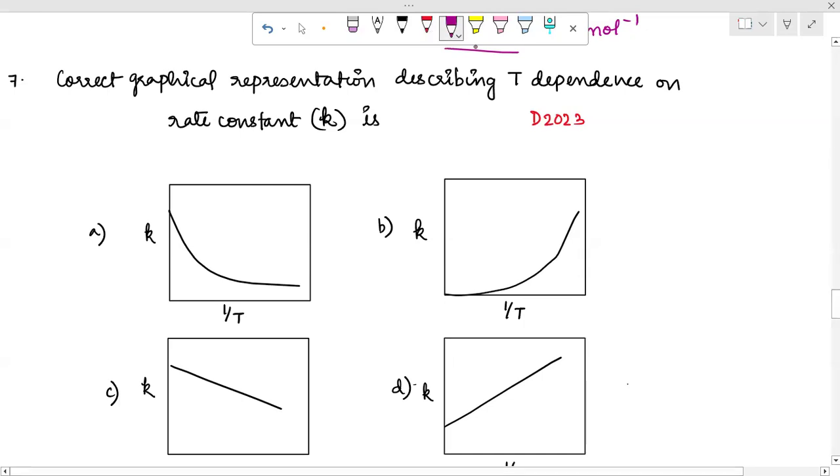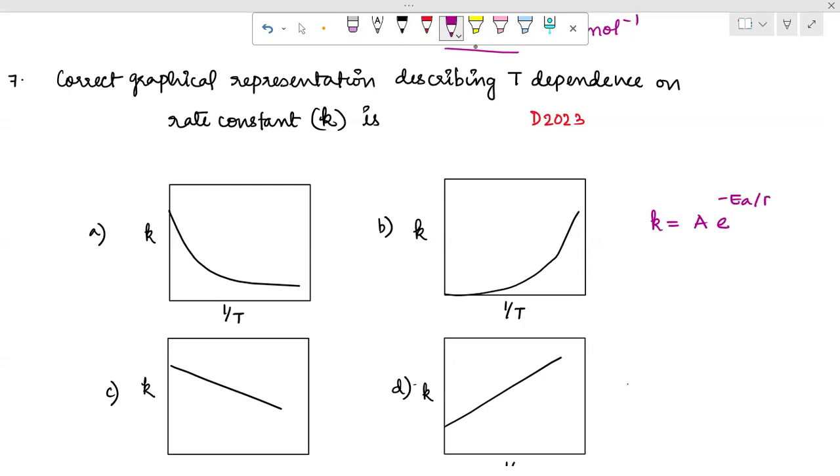So let's try. We already know that K is equal to A e to the power minus Ea by RT. If I have to write it, I'll write it as A e to the power minus Ea by R into 1 by T. It's the same thing. I'm just writing it for your understanding. So K is equal to A e to the power minus Ea by R, which is some constant, into this is our X, the variable along X.